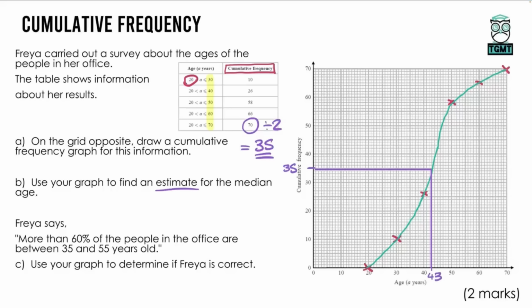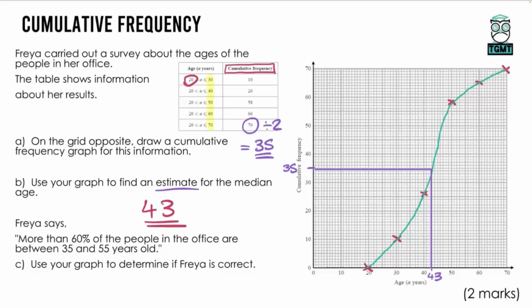So my median comes out as 43, and there we go, there is the median. It also says here, Freya says more than 60% of the people in the office are between 35 and 55 years old. Use your graph to determine if Freya is correct. Now this is a little bit of a pain because we do have to draw lots of lines on the diagram now to find this.